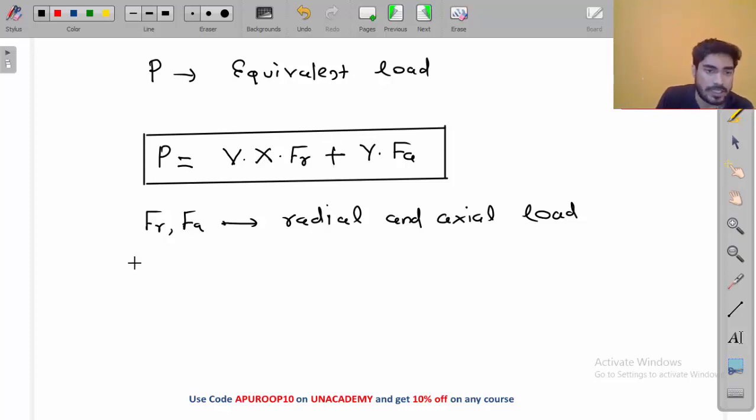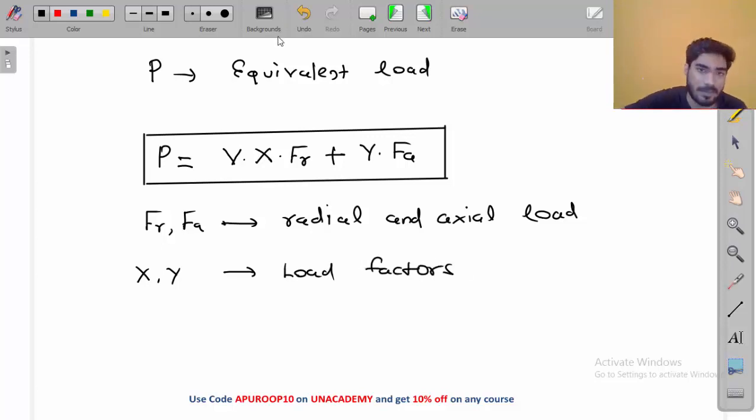Okay. What are X and Y, my friend? These are known as load factors. What is a load factor? First, it depends upon how much radial load is acting and how much axial load is acting. If radial load is more, then X will be more. And if axial load is more, then Y will be more.